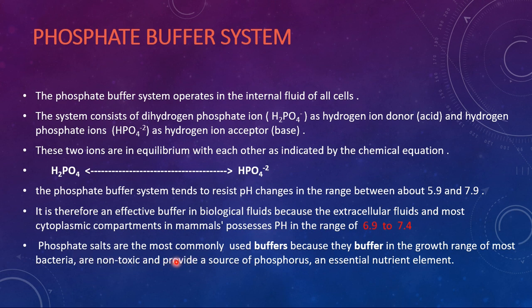Then phosphate salts are the most commonly used buffers because they buffer in the growth range of most bacteria, and they are non-toxic and provide a source of phosphorus, that is, ATP contains phosphate as an essential nutrient element in the ATP and all those metabolisms. Okay, so this is all about the phosphate buffer system and its importance in living organisms.